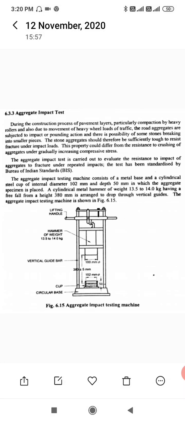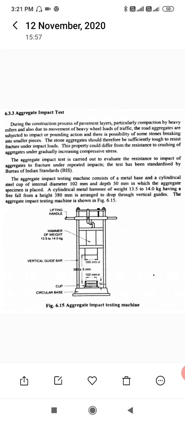This property could differ from the resistance to crushing of aggregates under gradually increasing compressive stresses. You can see below the aggregate impact test machine, with its various parts shown. The aggregate impact test is carried out to evaluate the resistance of aggregate to fracture under repeated impacts. The test has been standardized by the Bureau of Indian Standards (BIS).